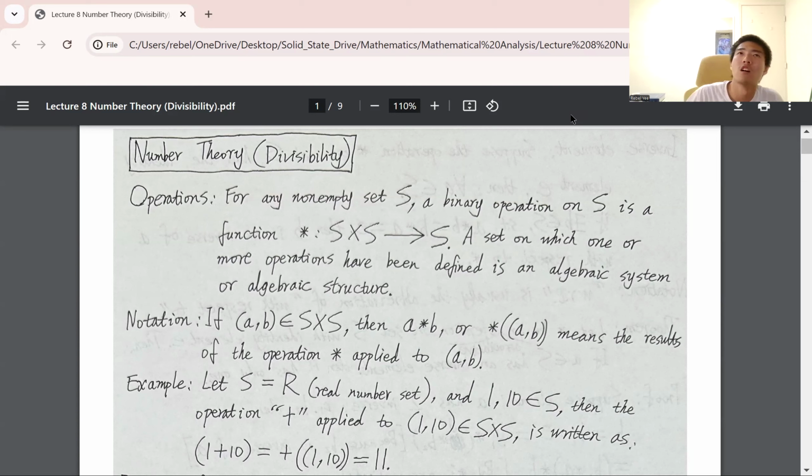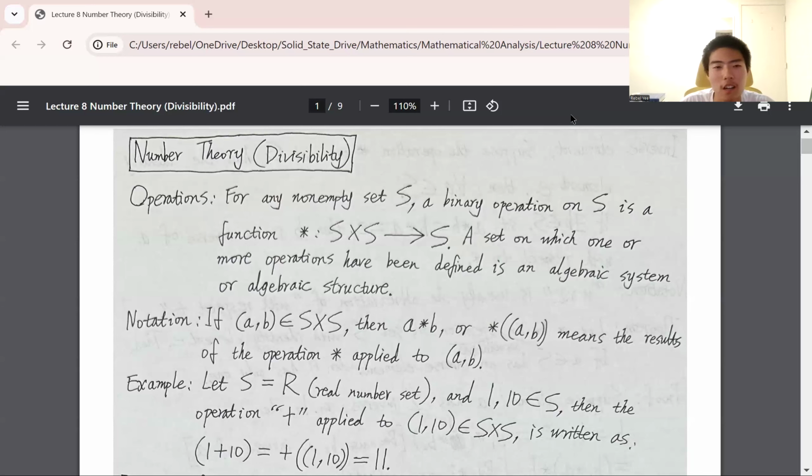I remember last time we talked about cardinality and how to compare the sizes of different sets, including Cantor's theorem and the pigeonhole principle. Let's move to something different today.